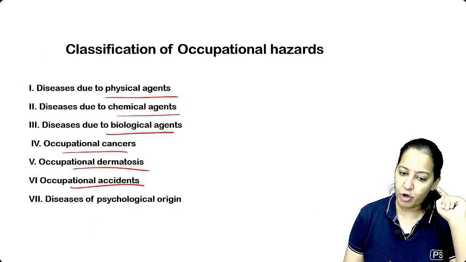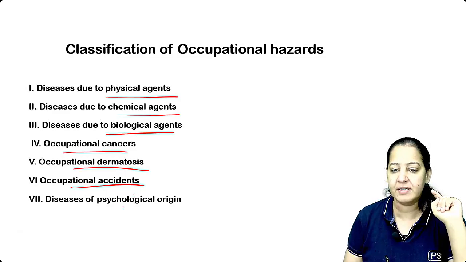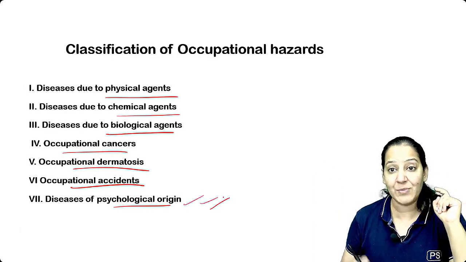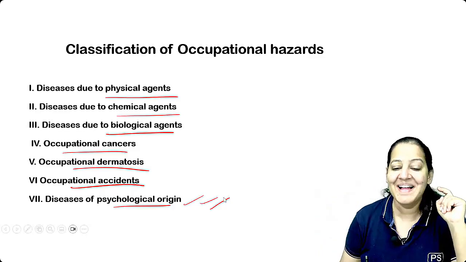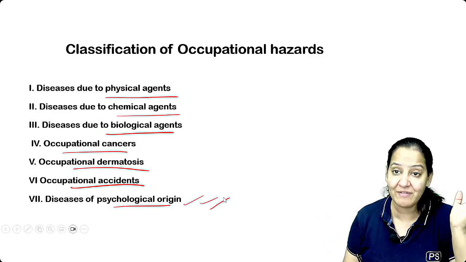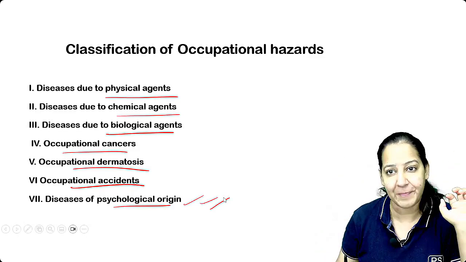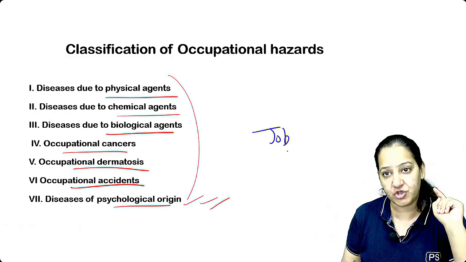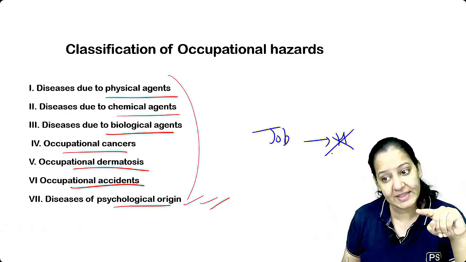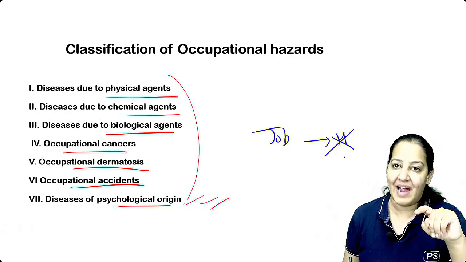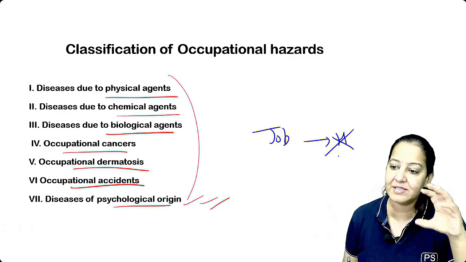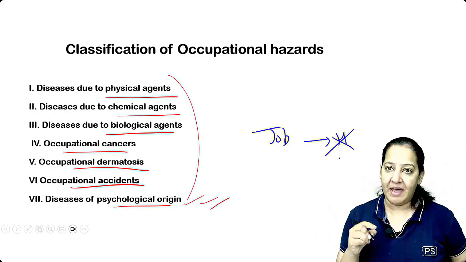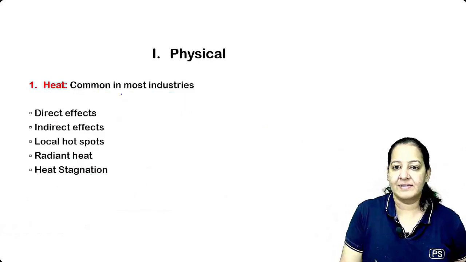Dermatitis, and occupational accidents are also common, and diseases of psychological origin. This is very common nowadays when the boss is torturing the employee. So psychological disorders are also very common whenever the pressure and targets are more. Got my point? So these all are occupational hazards. Due to the job, the person is losing health and having certain disorders. That is known as occupational hazard. How many of you got it? So I will teach you these one by one. Let's start with the physical.